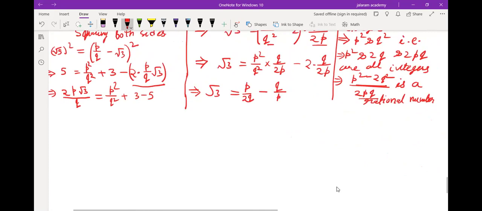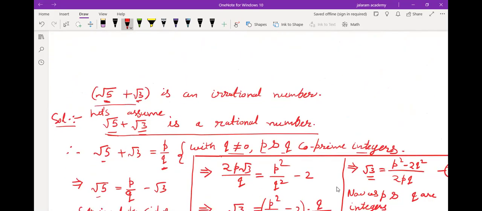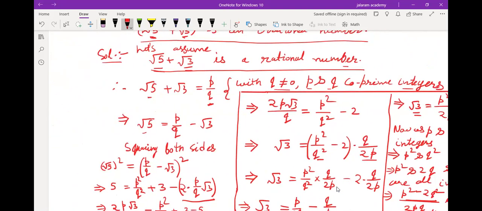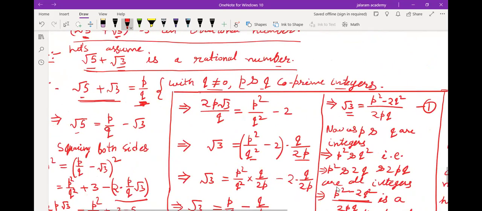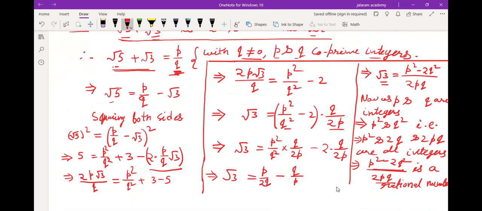Whenever we have to prove that root 5 plus root 3 is an irrational number, first we should assume that root 5 plus root 3 is a rational number. So if it is a rational number, it must satisfy the definition of rational number. A rational number is a number which can be expressed in the form of p by q with q not equal to 0, p and q co-prime integers. So leaving this root 5 to one side, when we transfer this root 3 to the other side, we get p by q minus root 3.